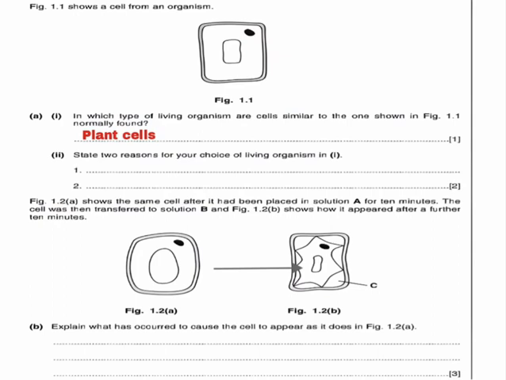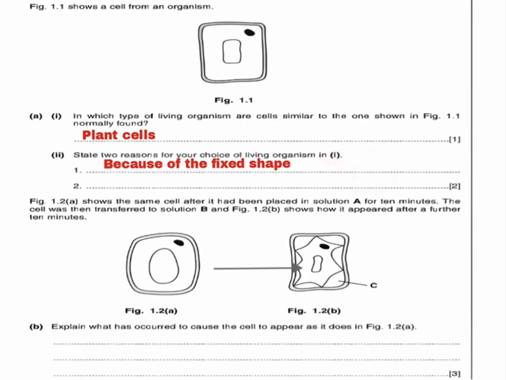Then Roman number 2 is saying, state 2 reasons for your choice of living organism in Roman number 1. So here, they are just asking us to give the reason why we have selected the plant cell. The first reason, I'm going to say, is because of the fixed shape.